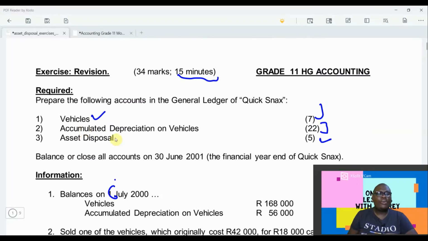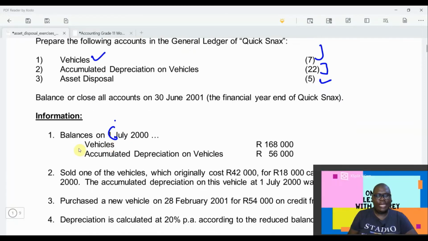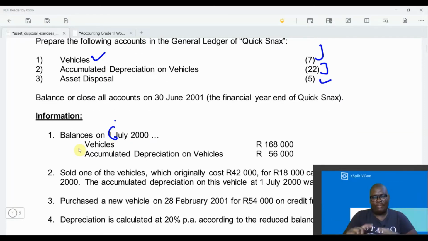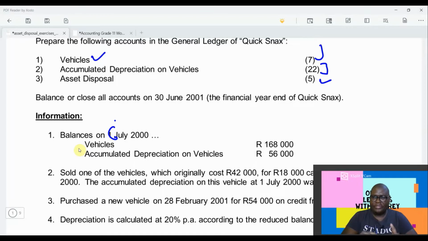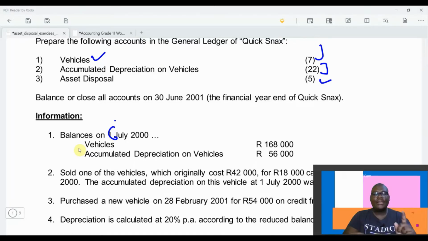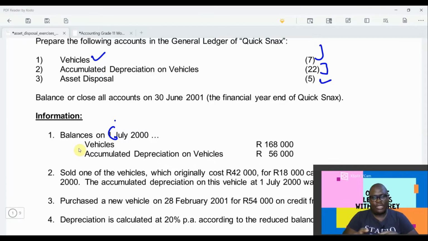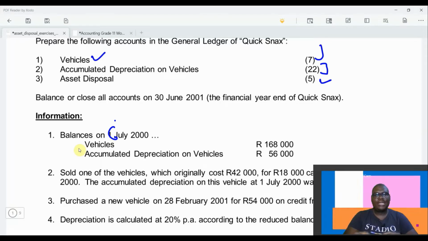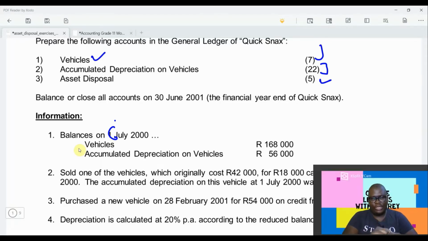Now we are told that on 1 July 2001, the first thing that you should do is to always transfer the opening balances before you do anything. So we are told that on 1 July 2000, the balance brought down for vehicles was 168,000.